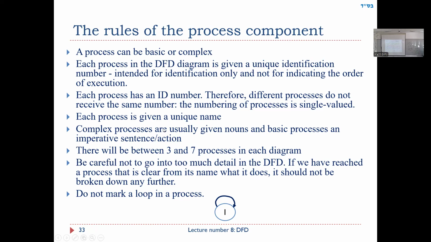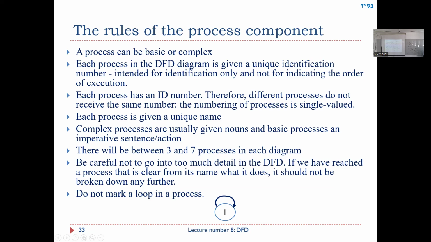Complex processes are usually given nouns, and basic processes are imperative sentences, like compute wage. That will be a simple process, but manage salaries, or salary management, is a noun. There will be between 3 and 7 processes in each diagram. You can't have 2 in a diagram, and you shouldn't have more than 7.